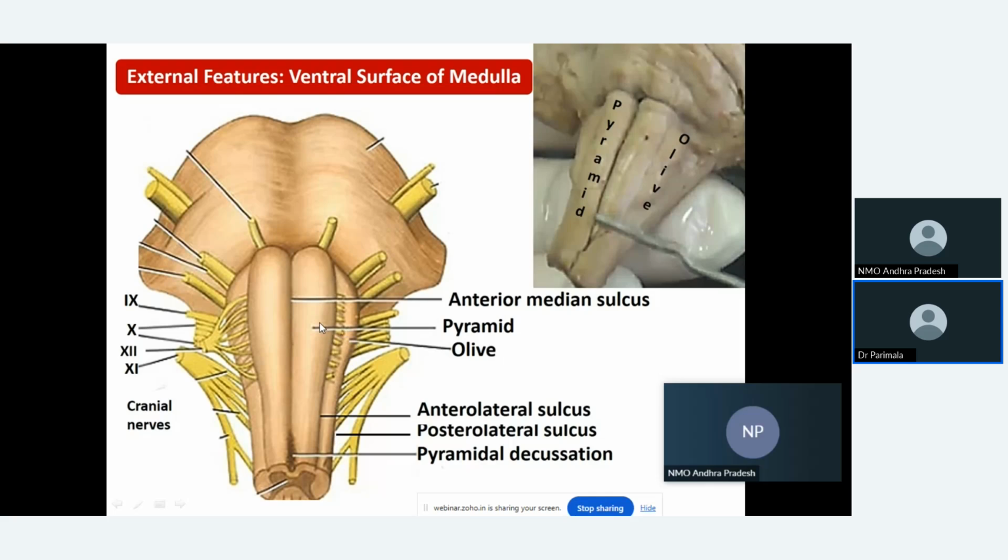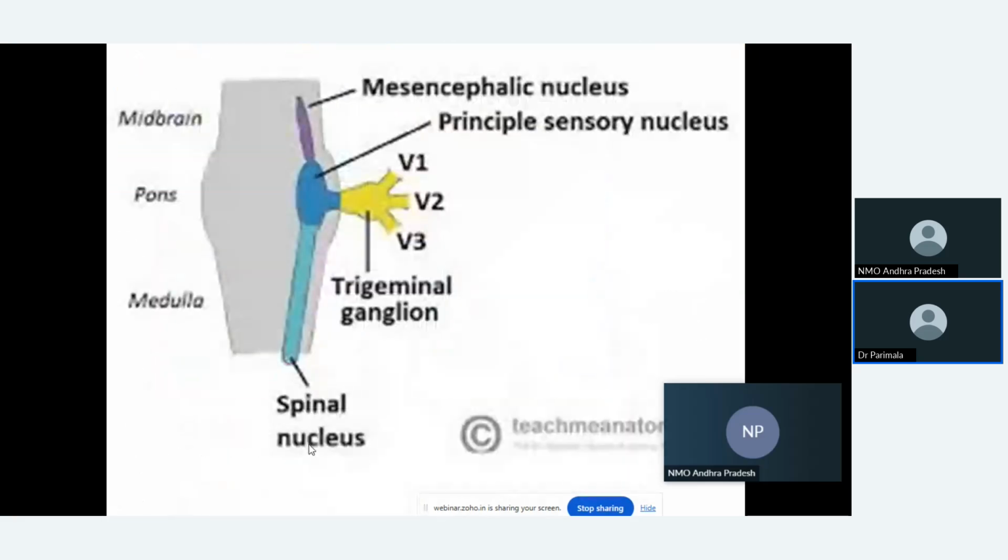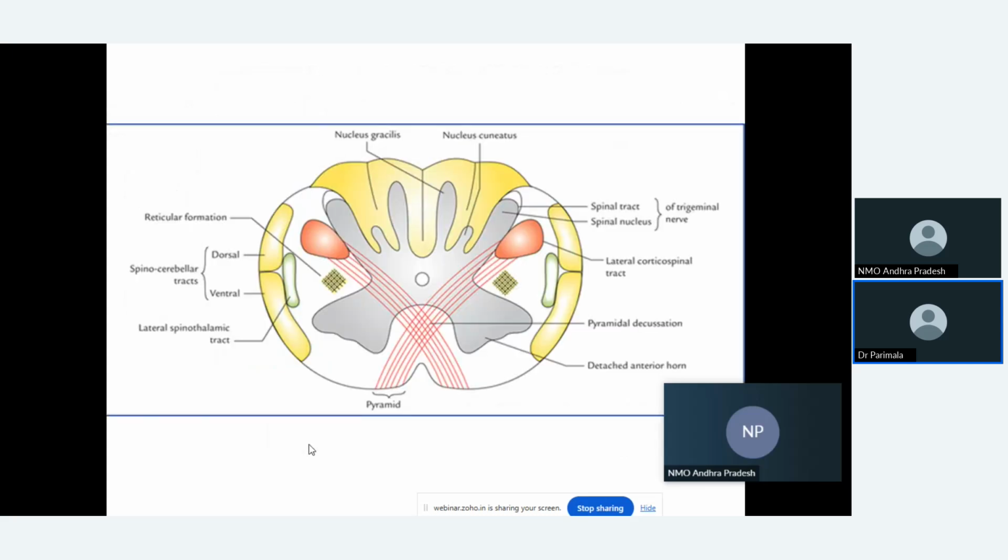But these nuclei, the 9, 10, 11, 12 nuclei, will be related to the upper and middle parts of the medulla. Whereas in the lower part, as I have mentioned, you see only the spinal nucleus of the trigeminal nerve. So with this introduction, we are going into the section of the medulla at the level of pyramidal decussation. This is an image from the Vishram Singh textbook, which is simple for you to understand.